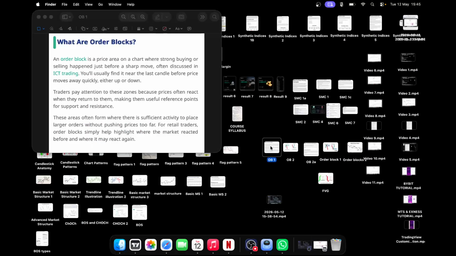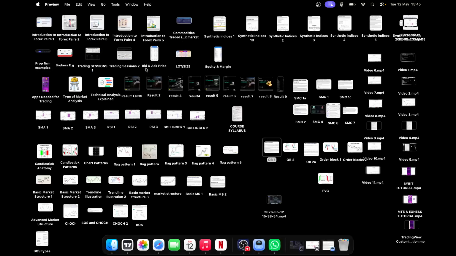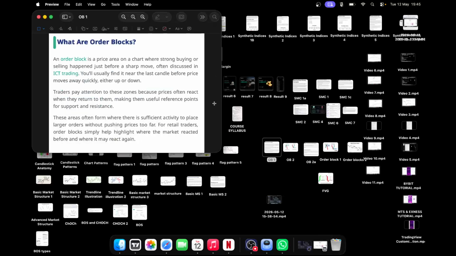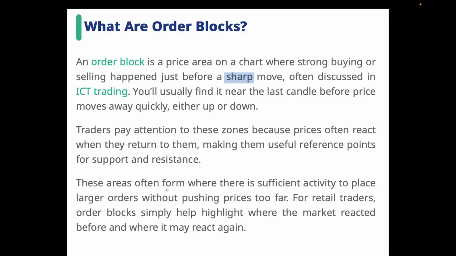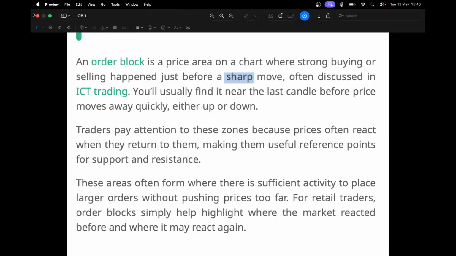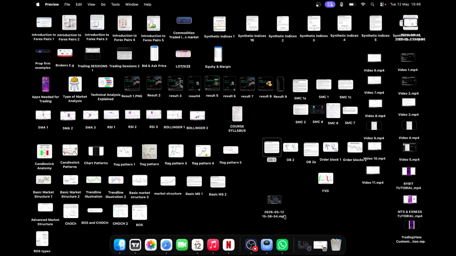So this is what a lot of people are collecting $1,000 from you for. I also paid around $1,250 to actually learn everything about this order block and SMC concept as a whole. These areas often form where there is sufficient activity to take large orders without pushing prices too far. For retail traders, order blocks simply help highlight where the market reacted before and where it may react again. You know, we are retail traders, I already established that, in the sense that our money is small.